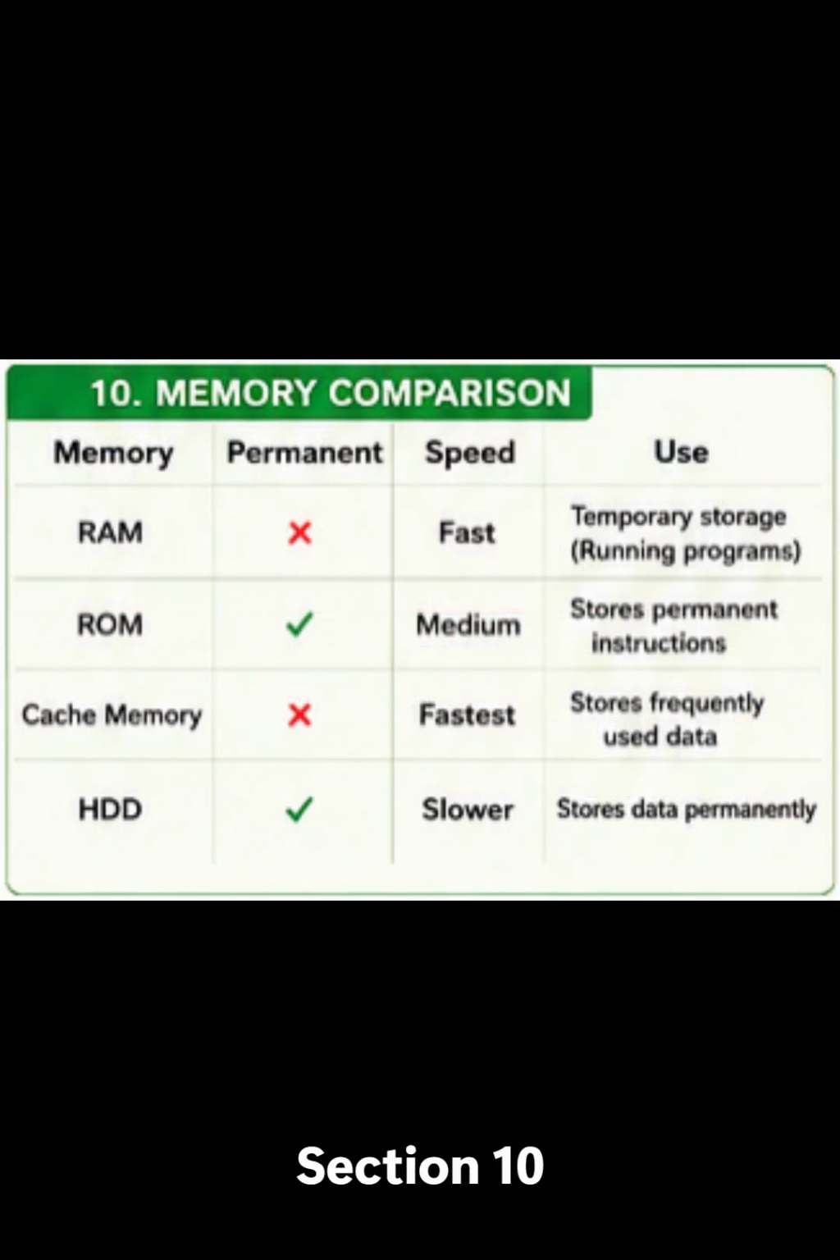Let's look at Section 10, Memory Comparison, to review how they work. RAM is fast, temporary storage used for running your active programs. ROM has a medium speed, but it holds permanent startup instructions safely. Cache memory is the absolute fastest of all, storing data you use most frequently, though it is not permanent. Finally, the HDD is slower compared to the others, but it is excellent for storing large amounts of data permanently.